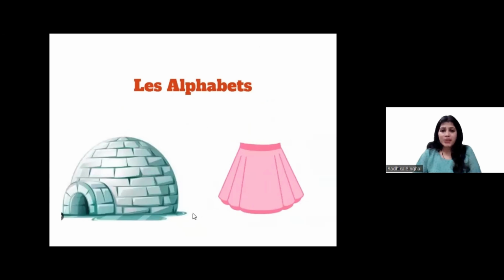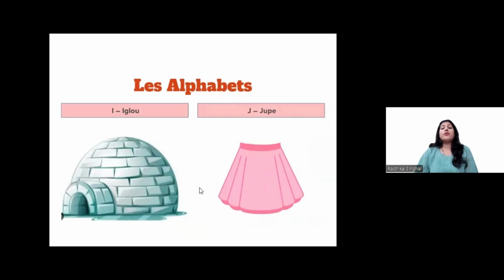Here, the next two images on your screen from the letters I and J, igloo, igloo. And then from J we have jupe. A skirt in English is called jupe in French.